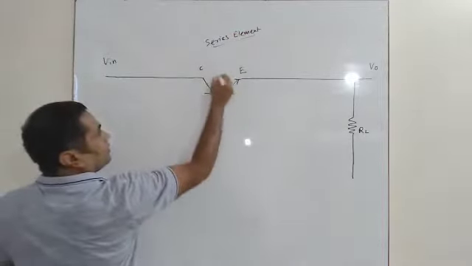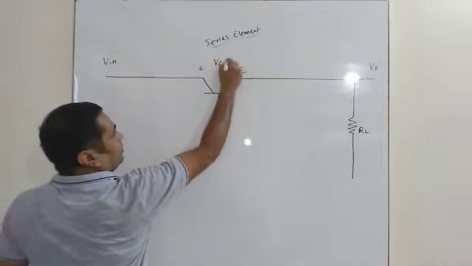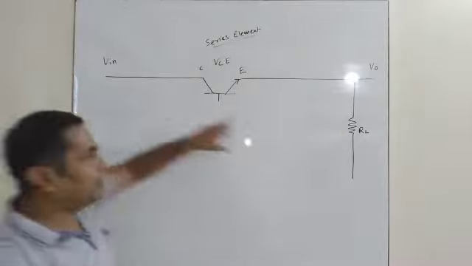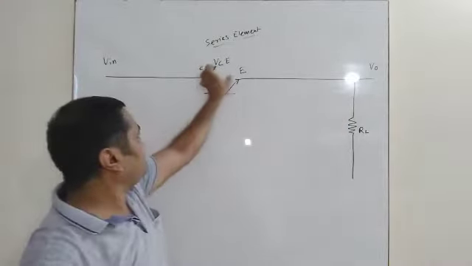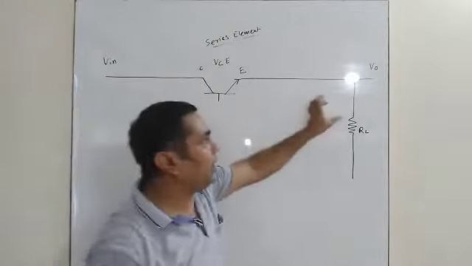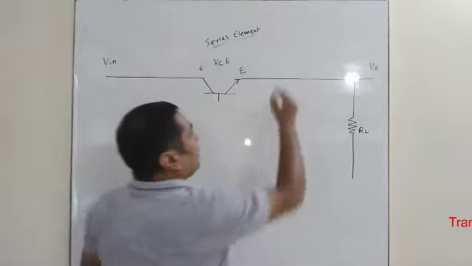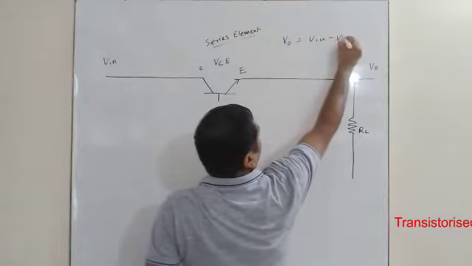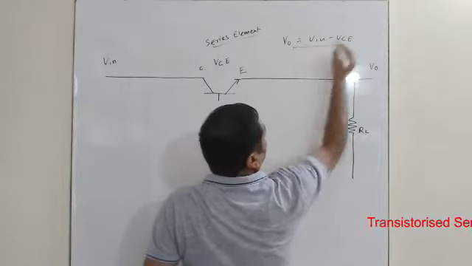The voltage across collector to emitter, let us denote it by VCE. The input voltage is Vin and the output voltage is Vo. So this VCE is in between Vin and Vo. So the output will be nothing but Vin minus VCE. This is the equation.